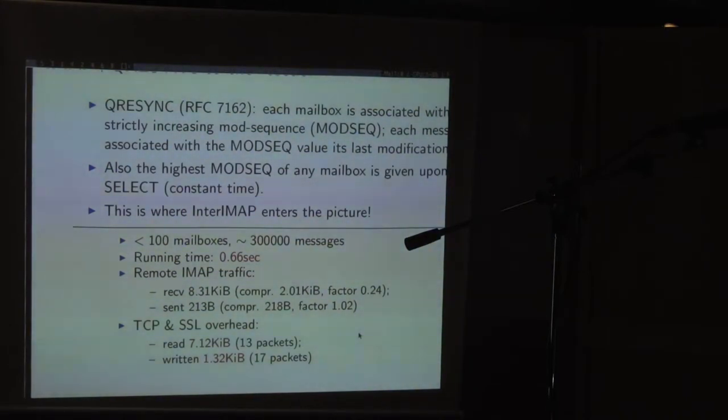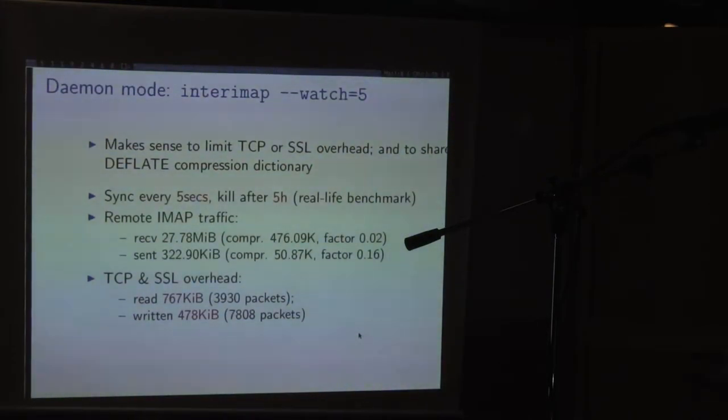And also one thing we noticed is that the TCP and SSL overhead is no longer negligible. It was negligible with offline IMAP because offline IMAP has all this useless IMAP traffic, but there the overhead is actually the bulk of the traffic. So it makes sense to implement a daemon instead and keep the connection alive. First, you would share the TCP connection, you would have a single SSL handshake, and also you would share the default compression dictionary if you happen to use compression on the server.